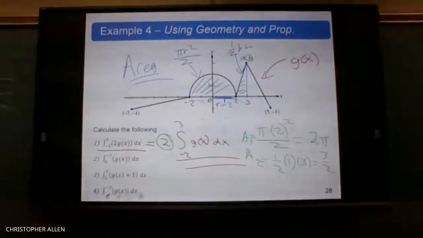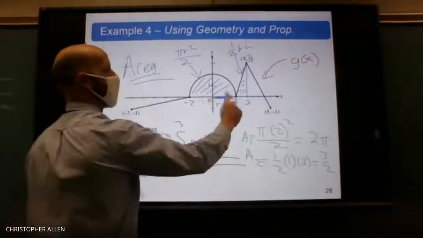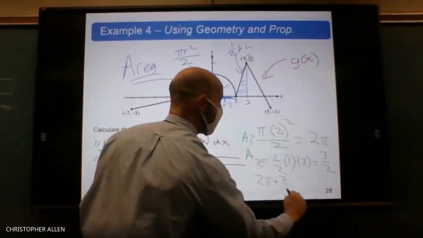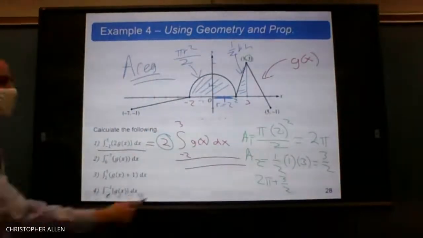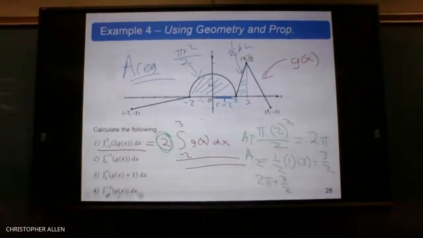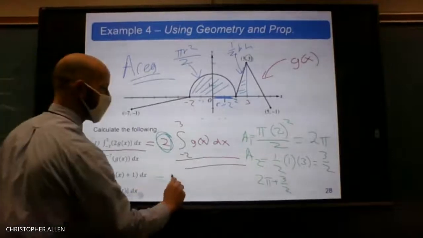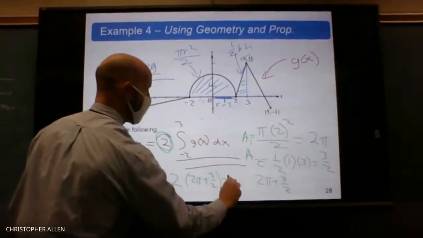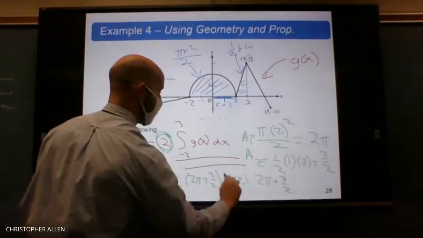Does that make sense? So what is this total area here in blue? Well, it's 2 pi plus 3/2. That's what that total area is. Oh, but don't forget, I got to multiply this whole thing by 2. So it's going to be 2 times 2 pi plus 3/2. So I think that's going to be 4 pi plus 3.